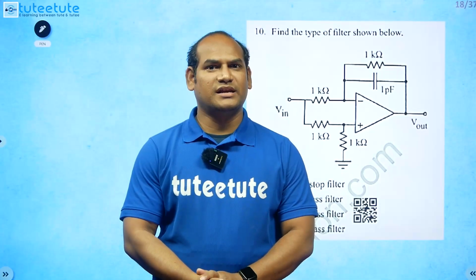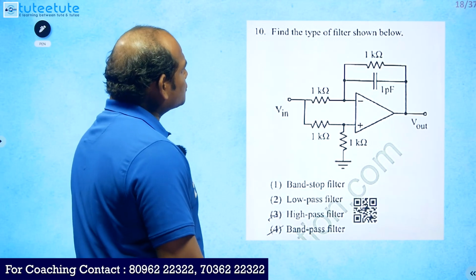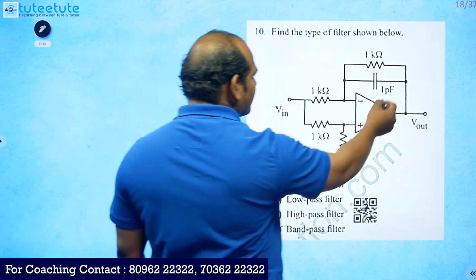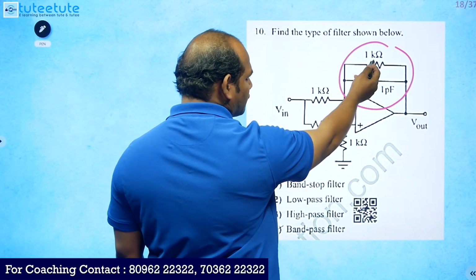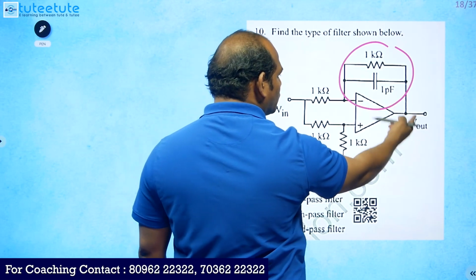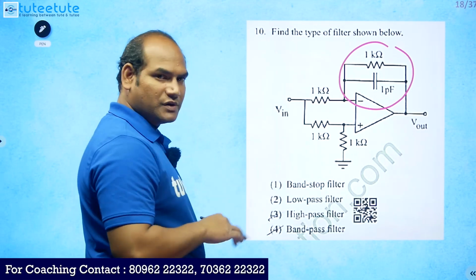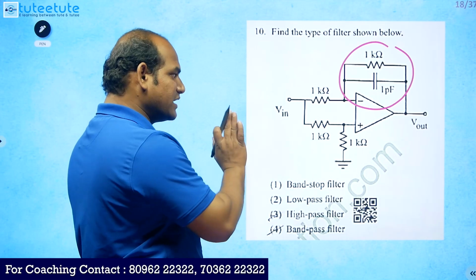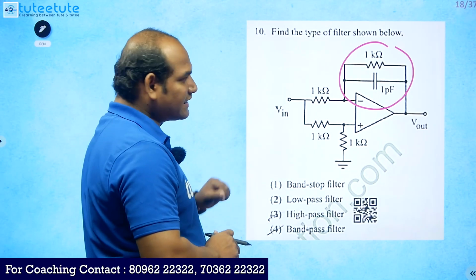Now we will see the questions related to analog electronics. So first question is this one. We need to find the type of the filter. If you see here, negative feedback is available. This parallel connection of a 1K resistor and a 1 picofarad capacitor is given from output to the inverting terminal of the operational amplifier, so that it is having negative feedback. That is one thing. For filters, generally we will use negative feedback. So here also negative feedback is there. We need to find what type of filter it is.